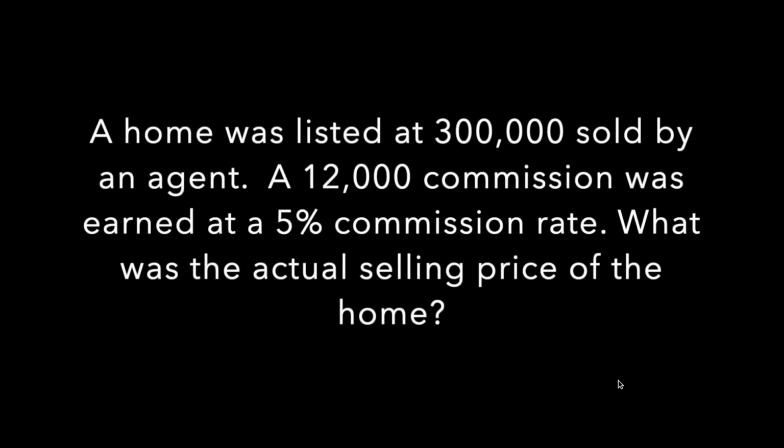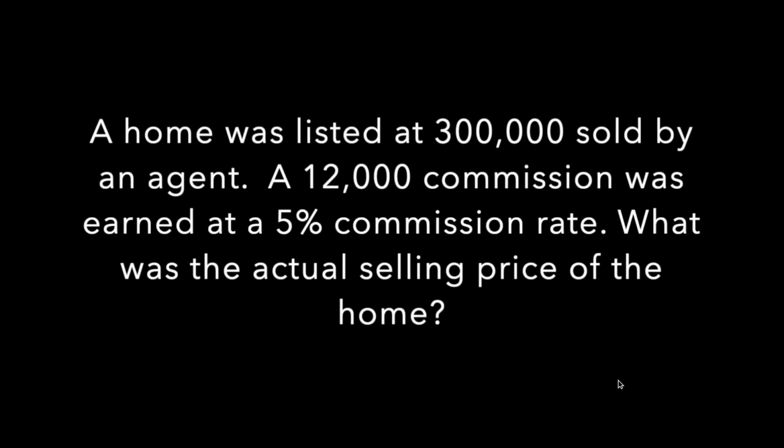So, in this case, it says a home was listed at $300,000 sold by an agent. Well, first of all, this is the real estate exam, so obviously it was sold by an agent. Again, they just want to add as many words as they can to try to clutter the question up and make it confusing. And then it tells you what the commission was, what the rate was, and the final thing that it's really asking is what was the actual selling price of the home. If they're asking that, that means that first sentence, a home was listed at $300,000 sold by an agent, you could basically just throw that out. It's garbage. It's just extra information to try to confuse you.